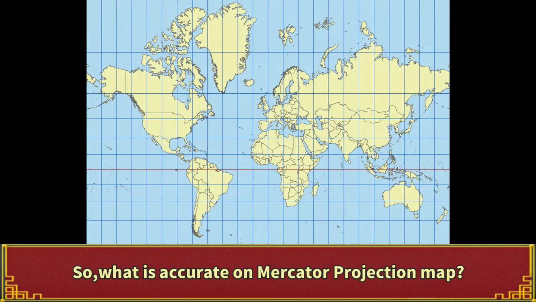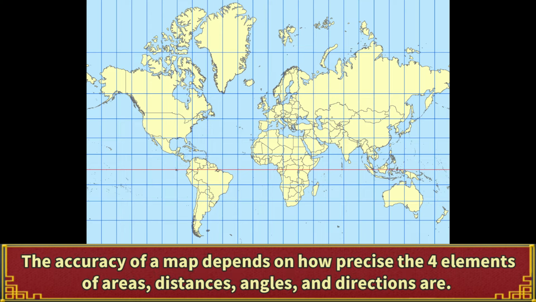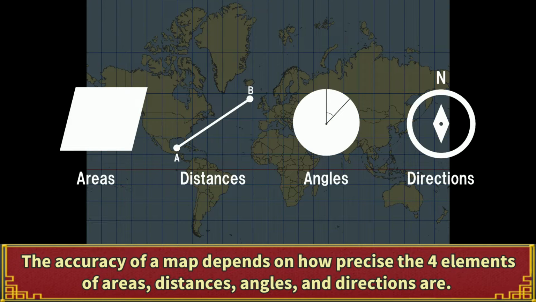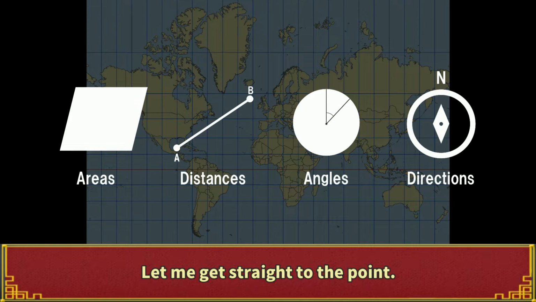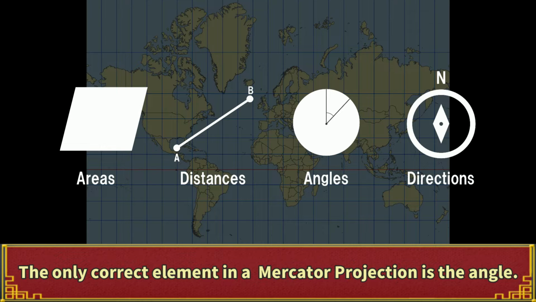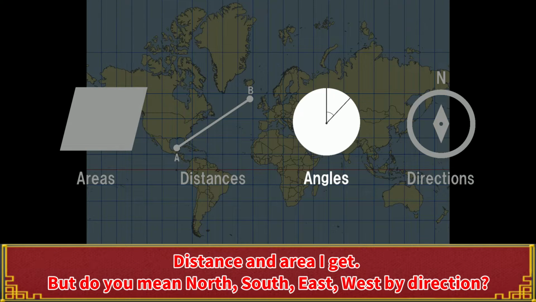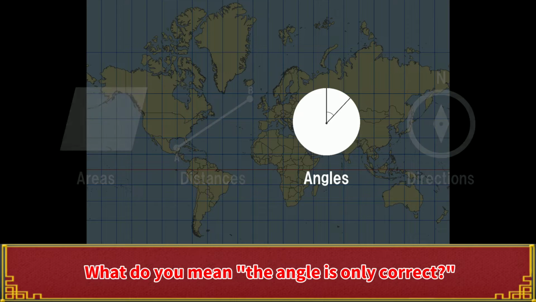So what is accurate on a Mercator projection map? The accuracy of a map depends on how precise the four elements of areas, distances, angles, and directions are. Let me get straight to the point. The only correct element in a Mercator projection is the angle. I'm confused. Distance and area I get, but do you mean north, south, east, west by direction? What do you mean the angle is only correct?